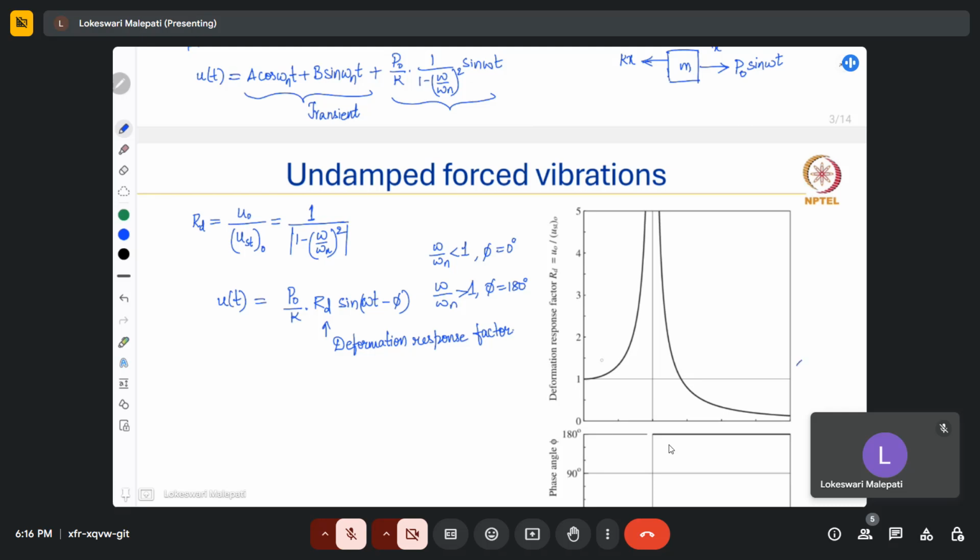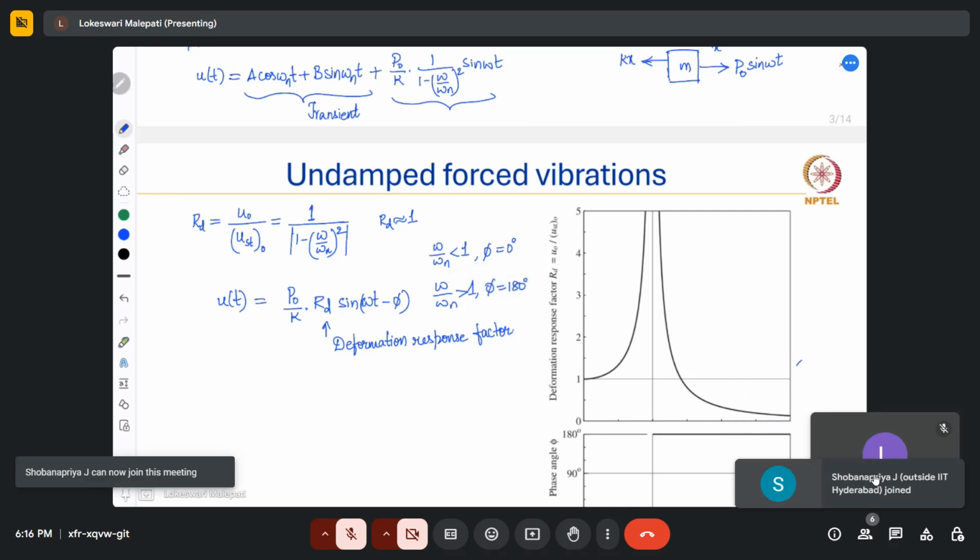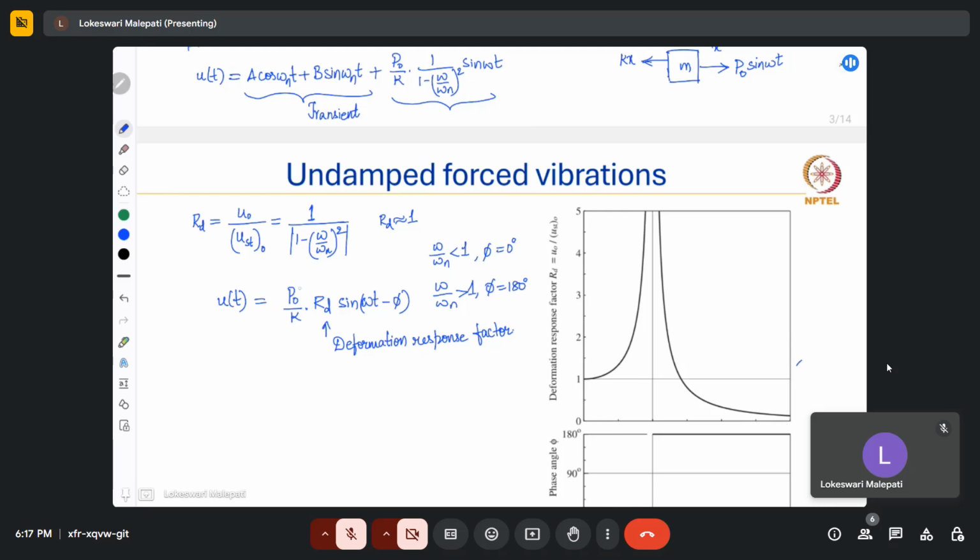You can observe a few things. When omega by omega n is very small, close to 0, then the Rd value will be close to 1. What does it mean? It means that the displacement amplitude at steady state will be close to the static displacement, that is the P naught by K value.